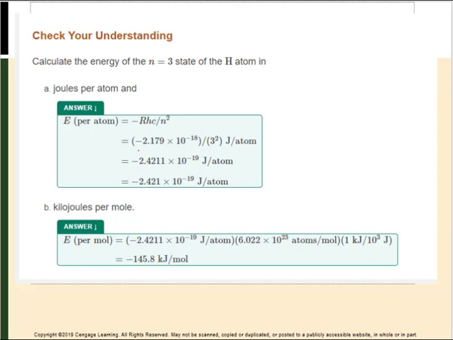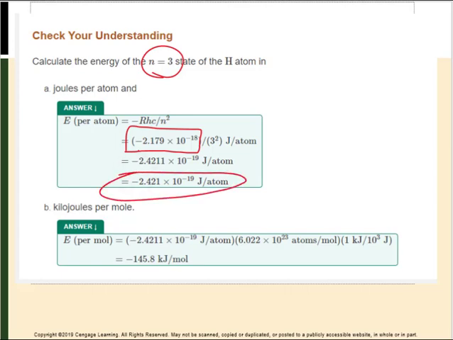times C, which is 2.998 times 10 to the 8th, all of that is RHC, and we should get this negative 2.179 times 10 to the negative 18th is our negative RHC. And then to put it over n squared, since n is 3, 3 times 3 is 9. So when we do this negative RHC divided by 9, we should get, with significant figures, negative 2.421 times 10 to the negative 19th. That's joules per atom.